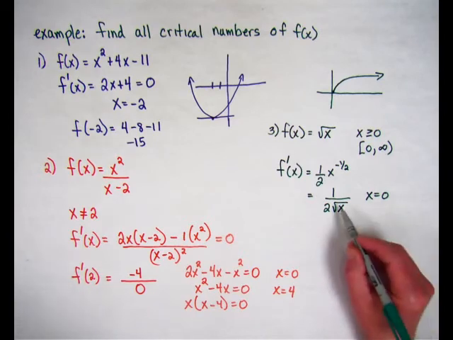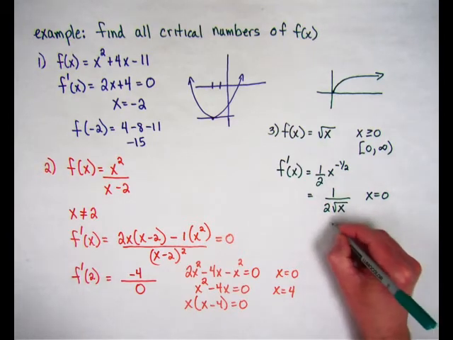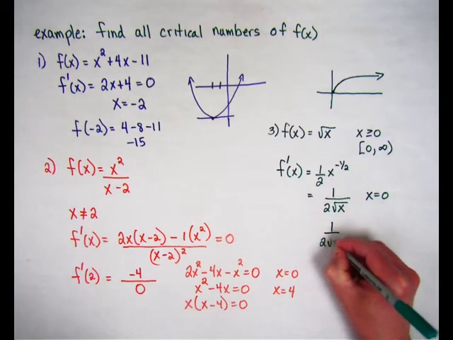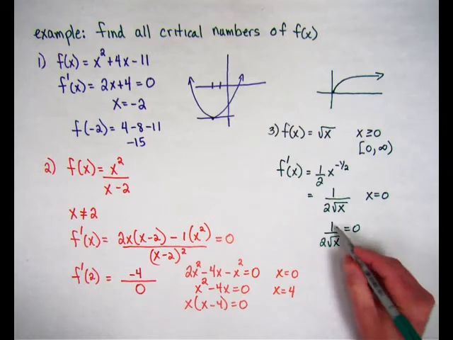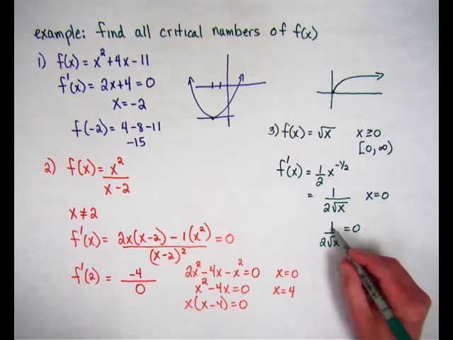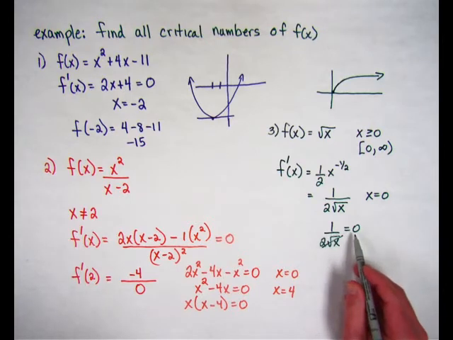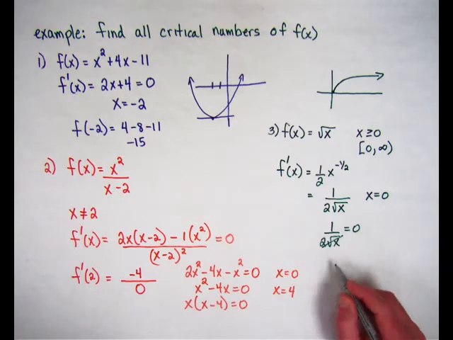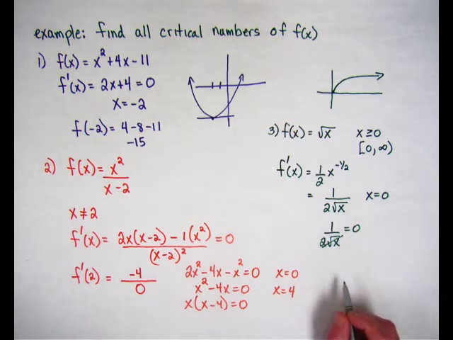The only other place a critical number can occur is where the derivative is 0. But if you make this equal to 0, 1 over 2 root x equals 0, there's no solution. The only way a fraction can be 0 is if the numerator is 0. You can cross off the denominator. Well, we get 1 equals 0. There are no x's in the numerator. So there's no critical numbers there. So the only critical number in this case is 0.